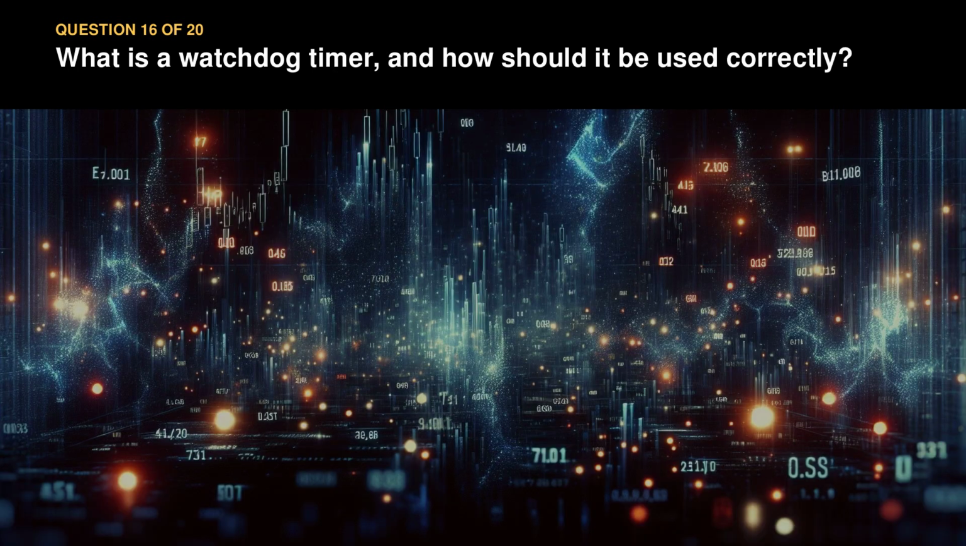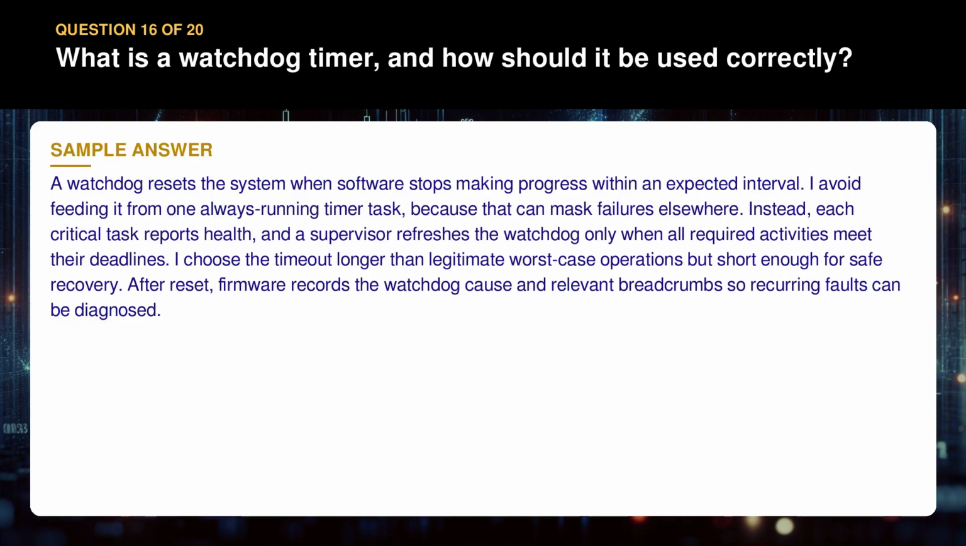Question 16. What is a watchdog timer, and how should it be used correctly? A watchdog resets the system when software stops making progress within an expected interval. I avoid feeding it from one always running timer task, because that can mask failures elsewhere. Instead, each critical task reports health, and a supervisor refreshes the watchdog only when all required activities meet their deadlines.